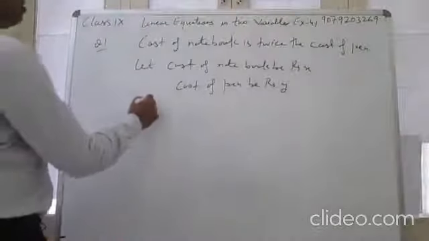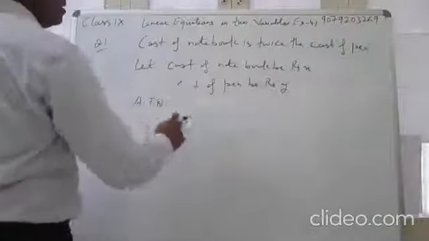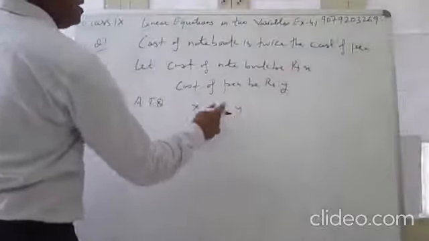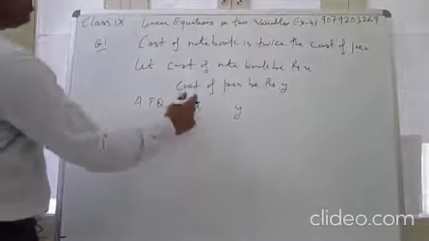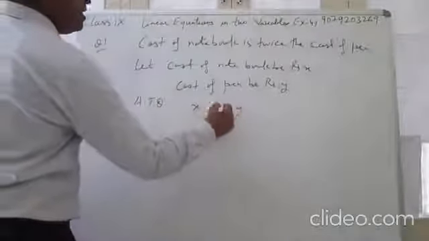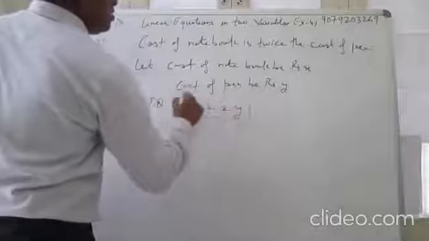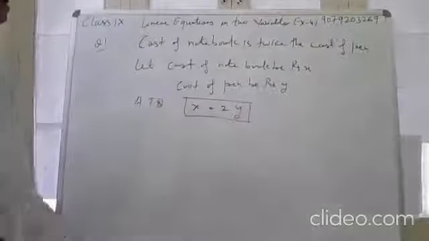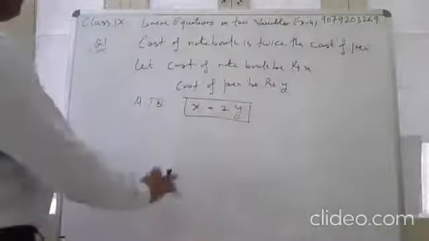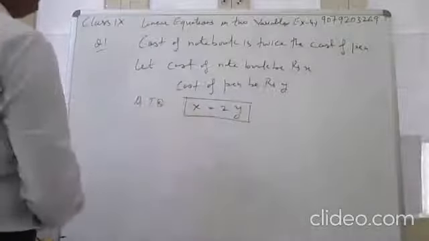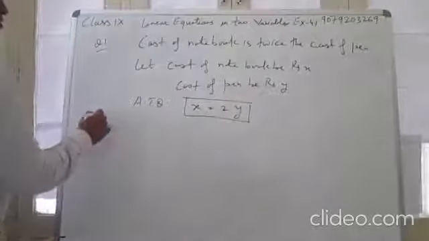Now, according to the question, x is twice y, so we multiply on the pen side. So this is the linear equation in two variables. We have to frame a linear equation in two variables. Now question 2.